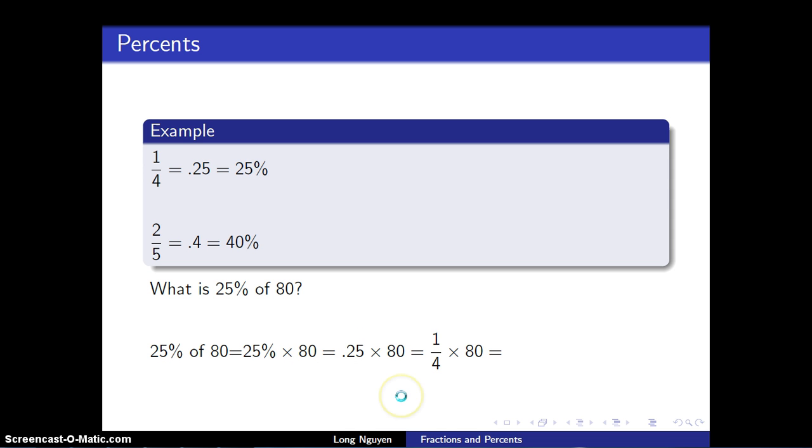When I multiply this, I get... I'm going to convert this into a fraction and then multiply as before by multiplying straight across, and I get 80 over 4, which is the same thing as 20. So 25% of 80 is 20.